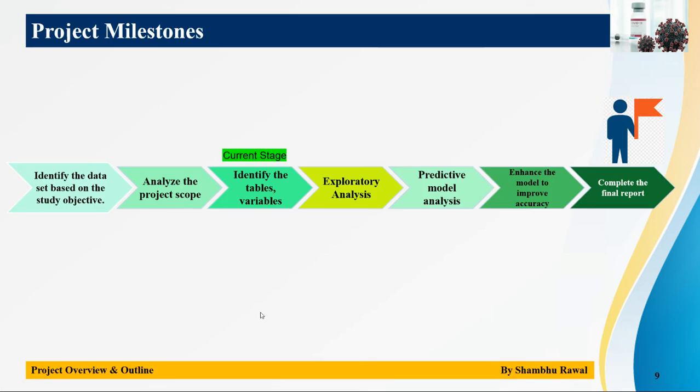Here are the project milestones. Identify the data set based on the study objective. I analyzed the project scope. Currently, I'm identifying the tables and variables. This is the current stage of my project.